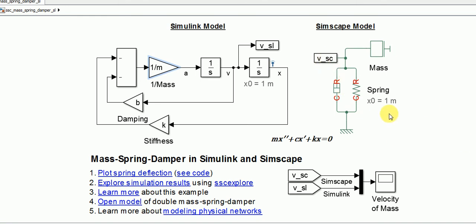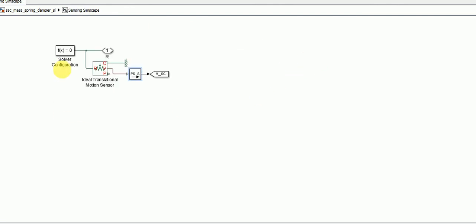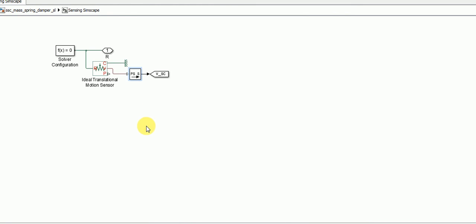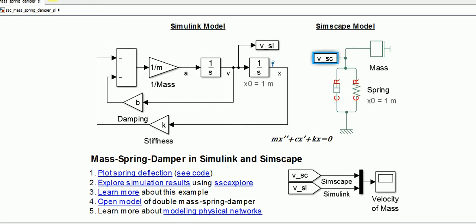Here you may get confused. Where is that solver? But here it is, the solver and the translational motion sensor. You can create the subsystem. From here it is sensing the motion, and here it is giving the output. Here we are taking output from the Simscape model. Here we are taking output from the Simulink model, and then we are comparing both outputs here.